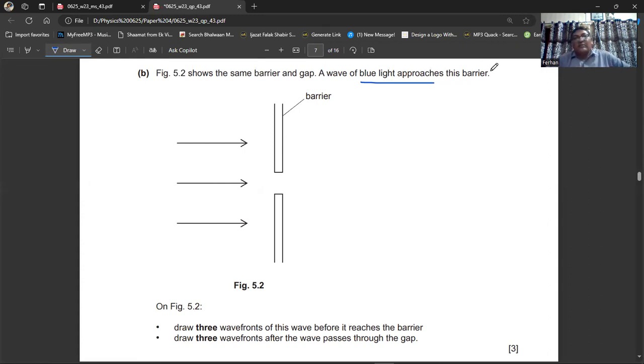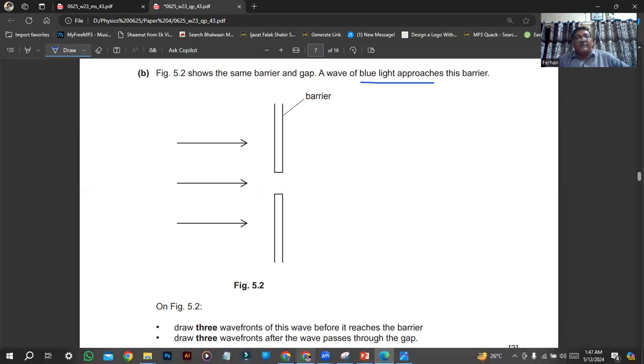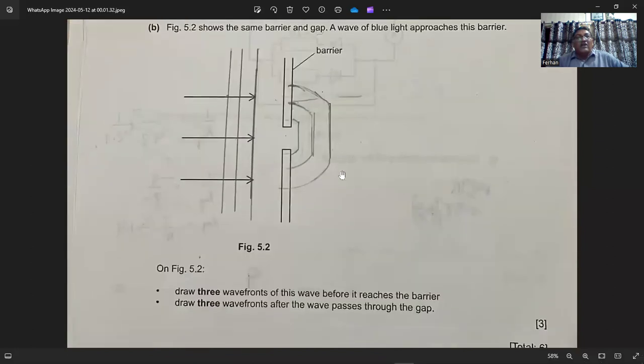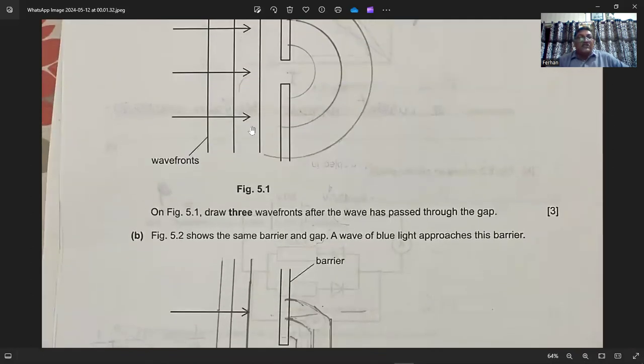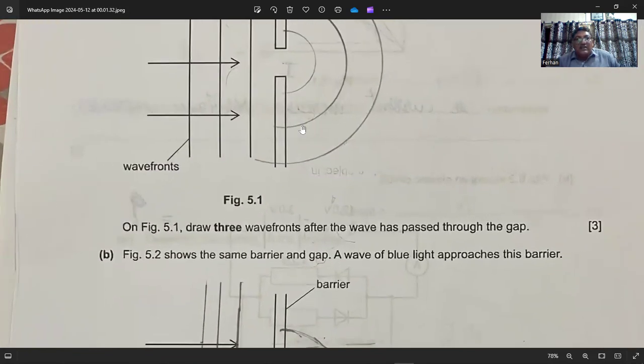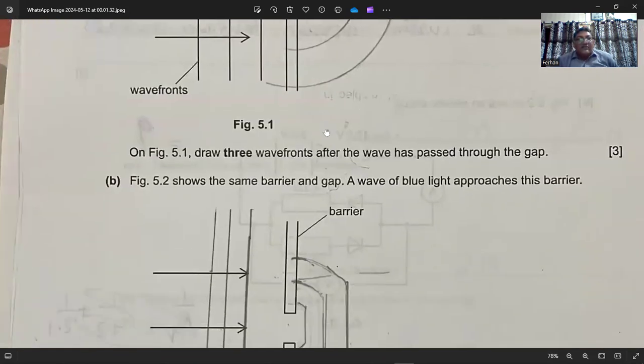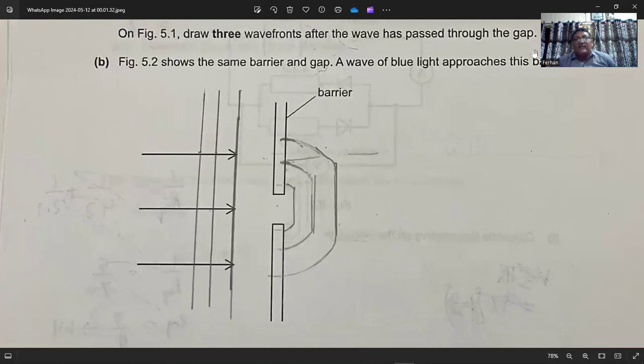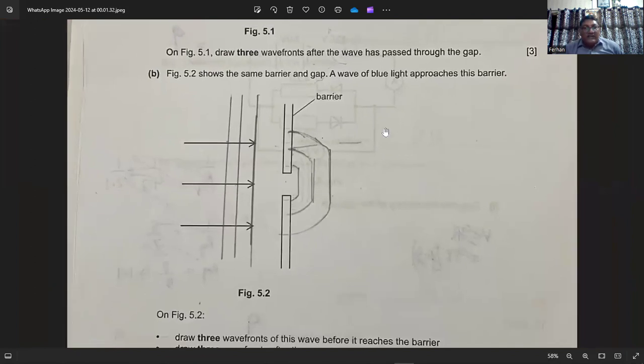Because the blue has a smaller wavelength, I will draw wavefronts here which will be of the smaller wavelength. Can you see this? These wavelengths are larger. When this diagram was drawn by one of my students, you see the wavefronts must be perpendicular to these direction lines. And the gap between the two wavefronts should be smaller because the blue light has a smaller wavelength.